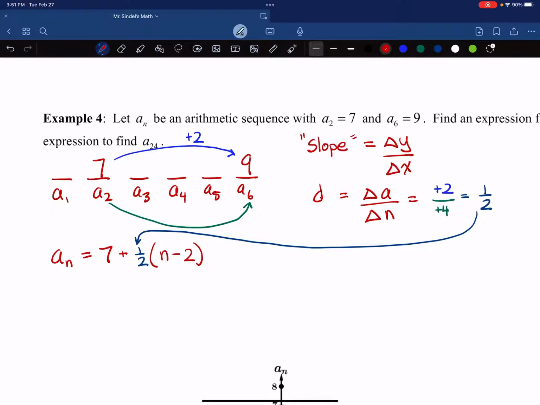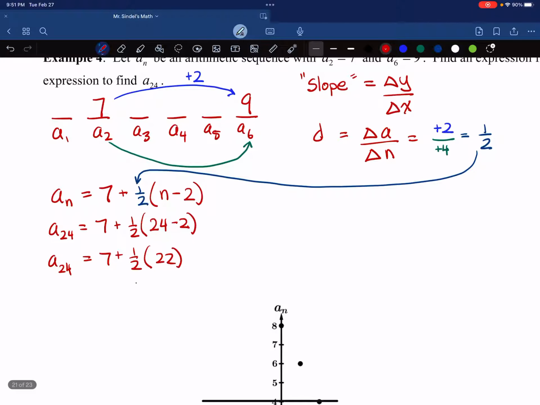From here, we're going to use our formula to find the 24th term. So how do we do that? We say a sub 24, the 24th term, is, we just rewrite all this, 7 plus 1/2 times, and then instead of n, it's going to be 24 minus 2. Simplifying, this is going to be 7 plus 1/2 of 22. Half of 22 is 11. And 7 plus 11 is 18, which means the 24th term is 18.